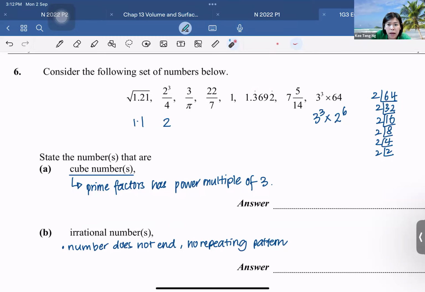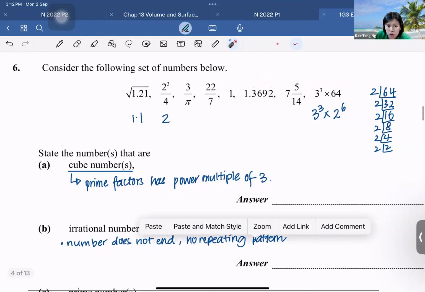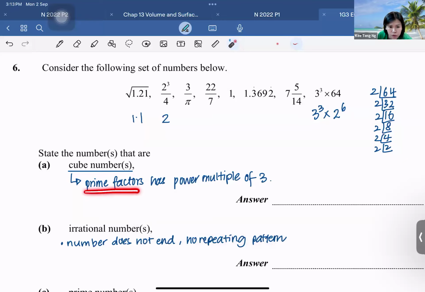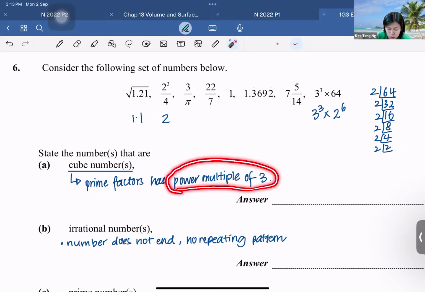All right, and then I have this. So this number, what I'm going to do, later I need to use it. Okay, so the first part of the question says, take the numbers that are cube numbers. What are cube numbers? Cube numbers are numbers that can be expressed as a product of its prime factors, but all the powers are multiples of 3.